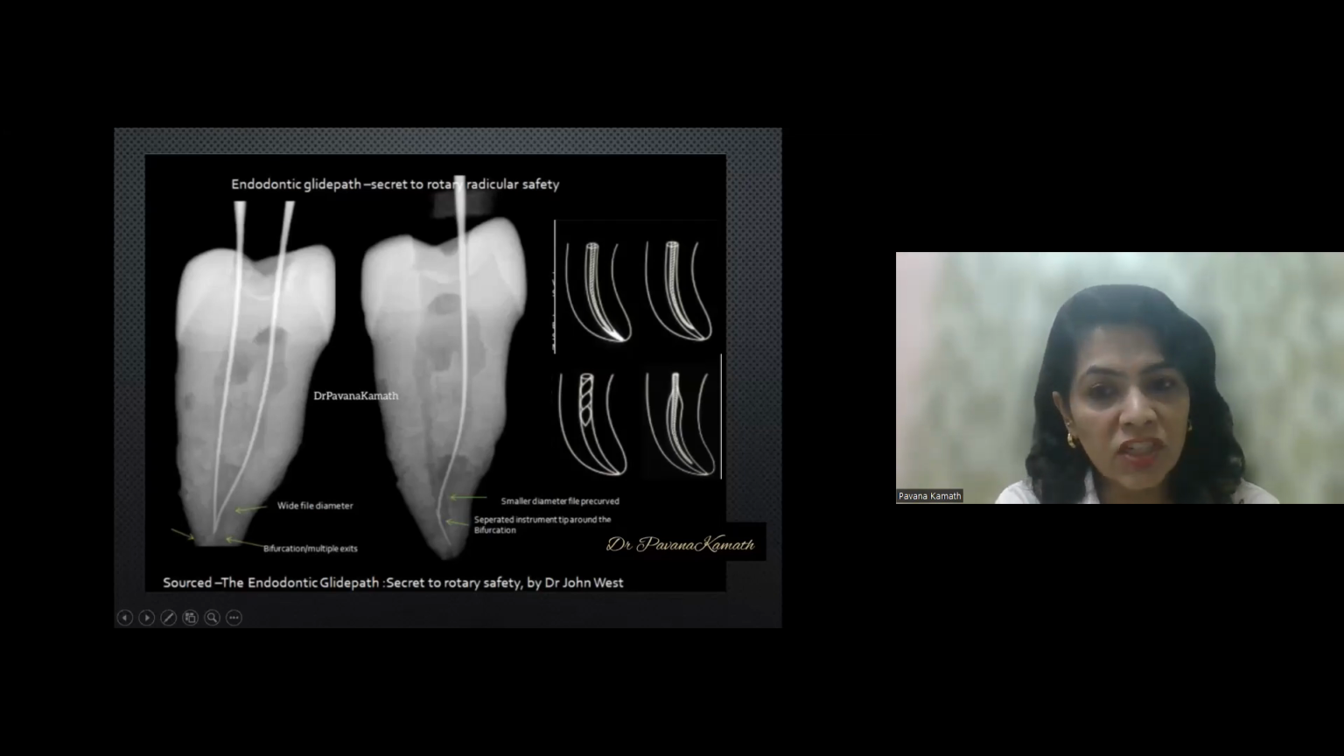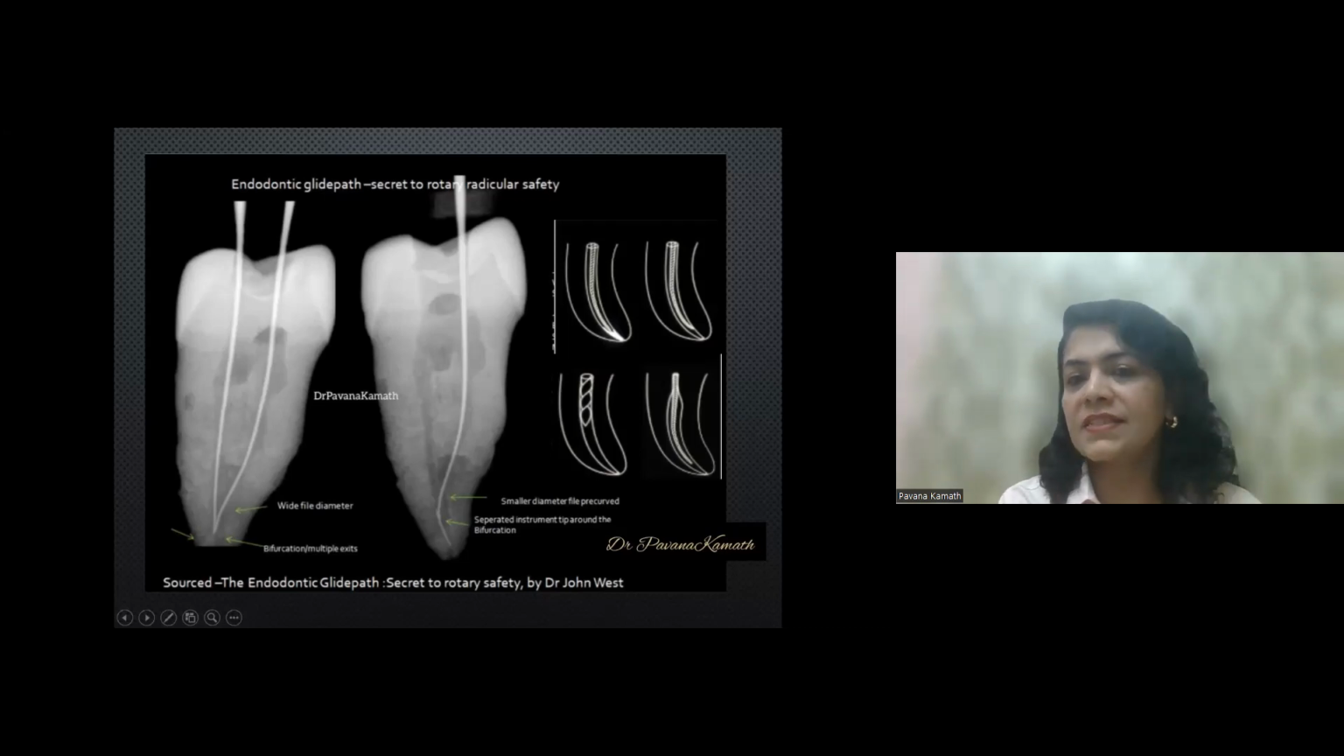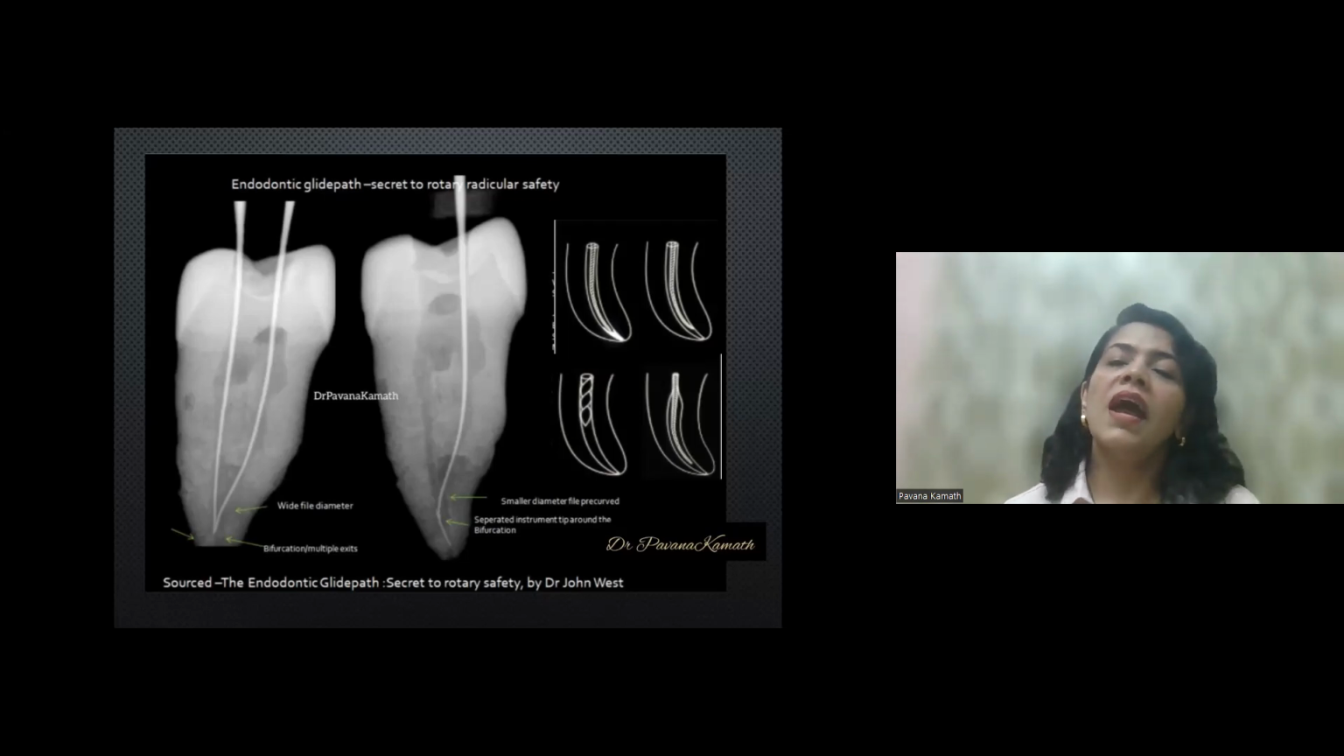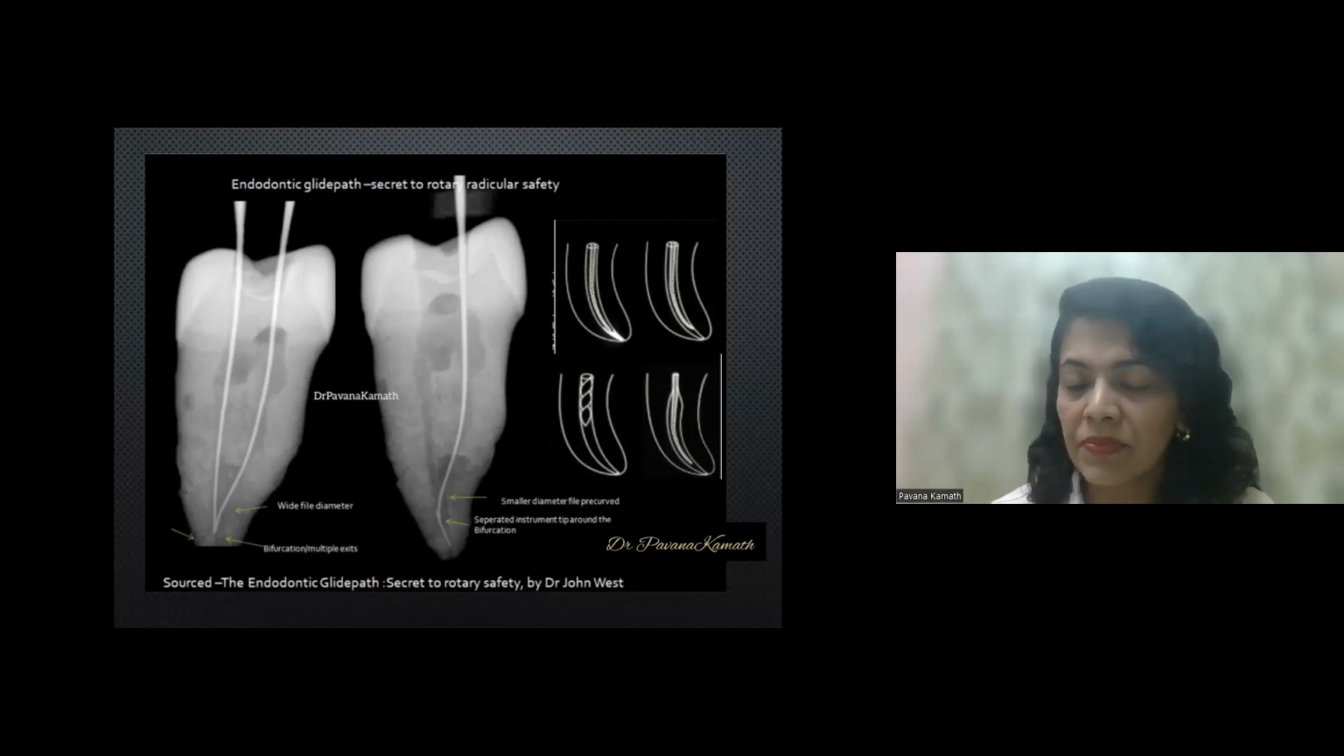So if such a situation happens wherein your radiographic measurement from the diagnostic X-ray does not match the length of the glide path which you have achieved, withdraw the file and irrigate, pre-curve in a different way and reinsert, and continue the process till you finally get the pre-curve which matches the anatomy of the canal.